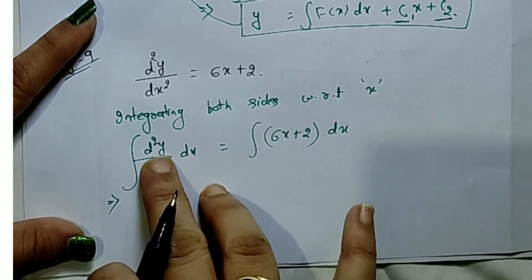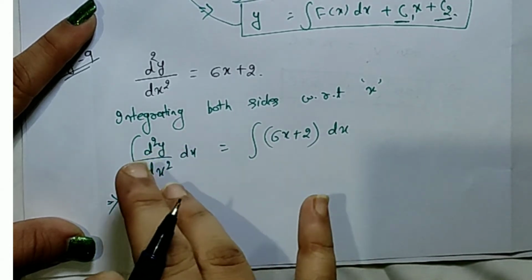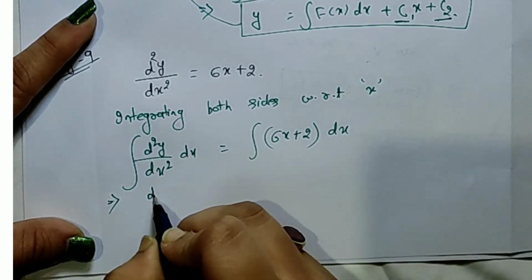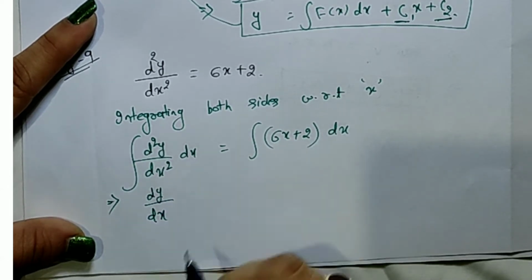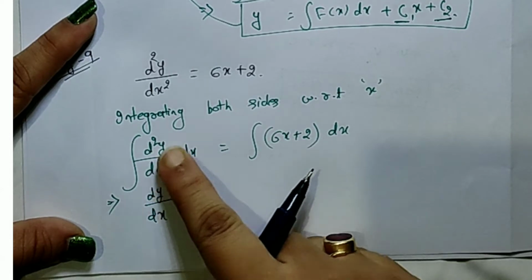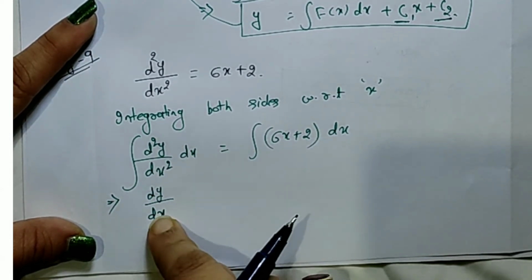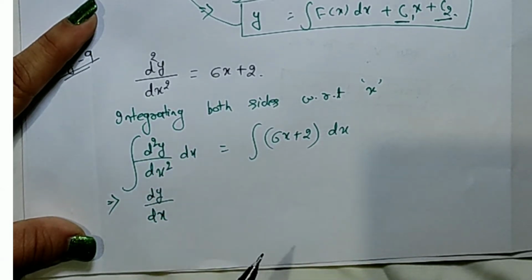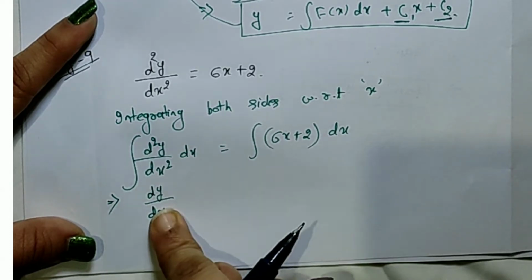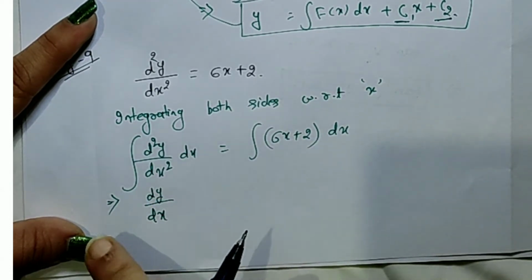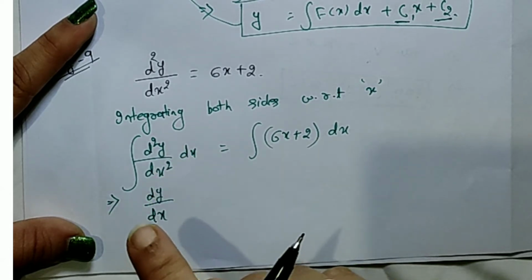Now d square y by dx square, when integrated once, will give dy by dx. Yes or no? If we integrate the second derivative once, then we find the first derivative. If we again integrate the first derivative, then we find y. Similarly, if we find the derivative of y, we will have dy by dx. Again differentiating, we get d square y by dx square.